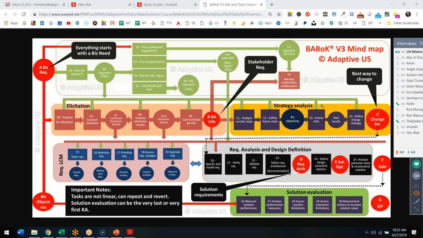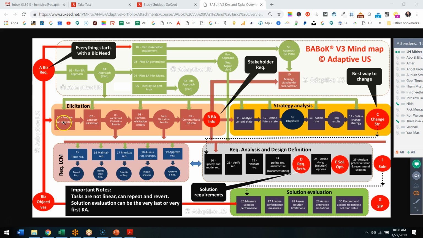This is not enterprise strategy analysis. And for IT strategy analysis, we need to have a plan. So anything that we do, we should have a plan. That is why planning has been earmarked as the first knowledge area. And if you see, the plan comes out here and it drives everything else.